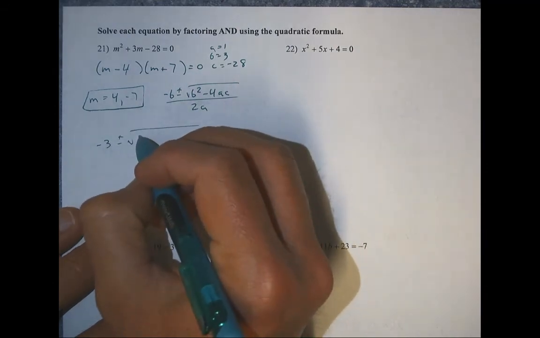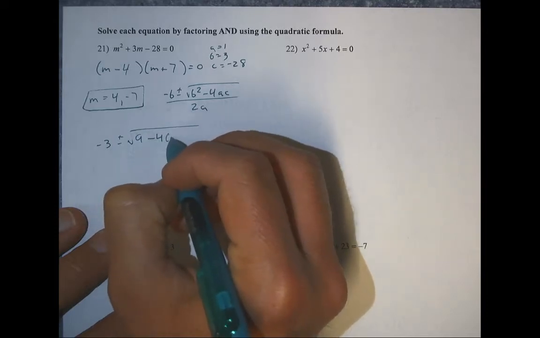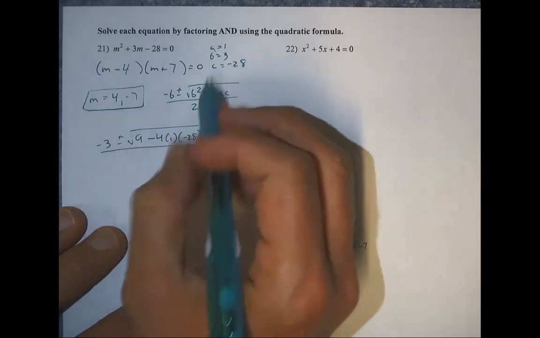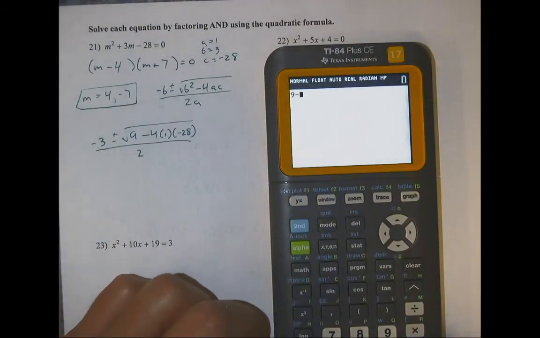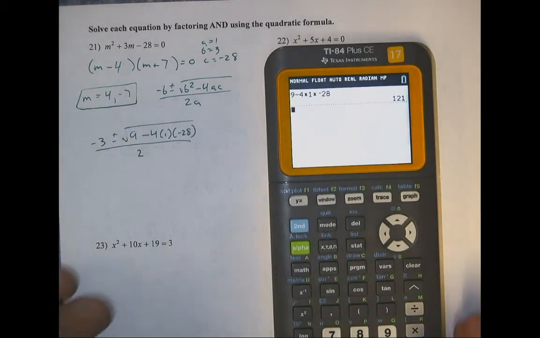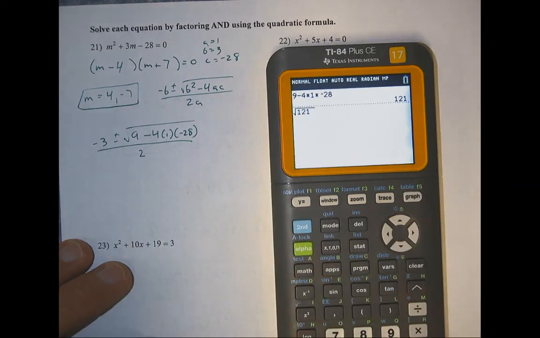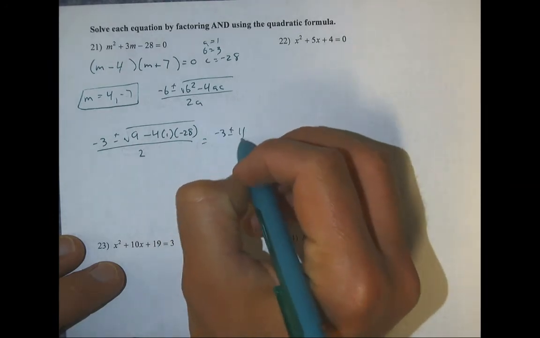B squared, 3 squared, is 9, minus 4 times 1 times negative 28, all over 2 times 1, which is just 2. So let's grab the calculator. 9 minus 4 times 1 times negative 28 is 121. Take the square root of 121, and it's 11. So it's negative 3 plus or minus 11 over 2.